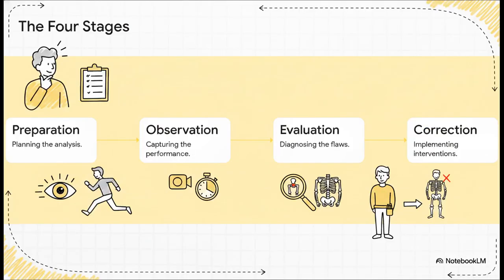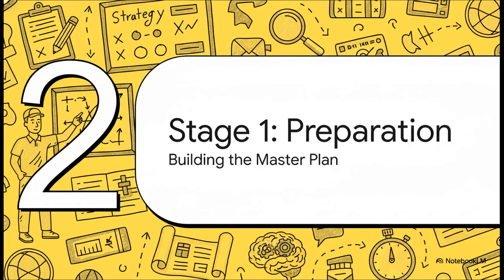So here's the absolutely crucial point. A successful qualitative movement analysis always follows these 4 distinct sequential stages: preparation, observation, evaluation, and error correction. Seriously, memorize these 4 steps right now, guys. They're the structural backbone of literally everything we're discussing in this explainer. Moving right along to Part 2, Stage 1, the preparation, building the master plan.